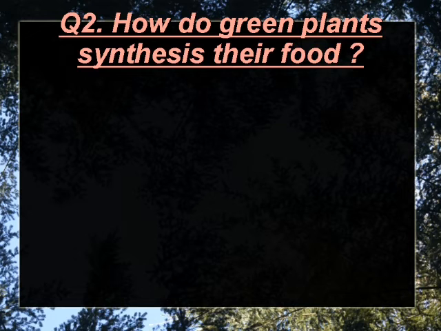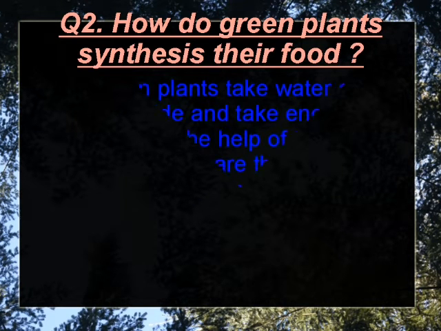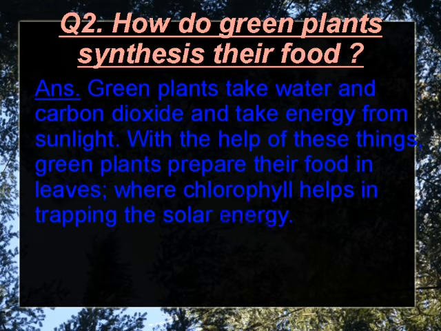Our third question is, how do green plants synthesize their food? And the answer is, green plants take water and carbon dioxide and take up energy from sunlight. With the help of these things, green plants prepare their food in leaves, where chlorophyll helps in trapping the solar energy.